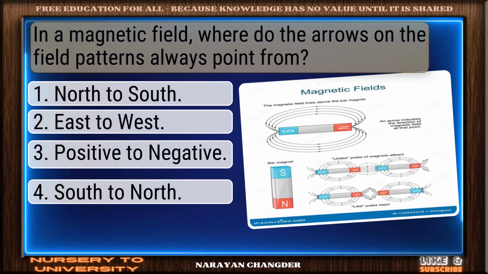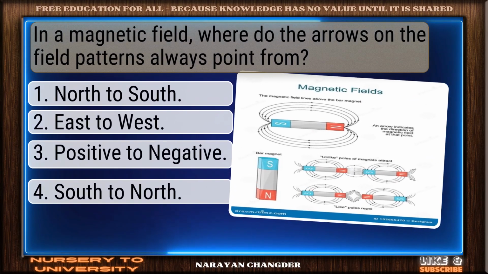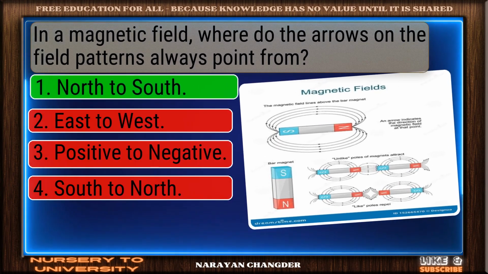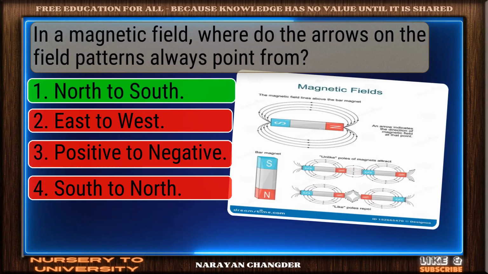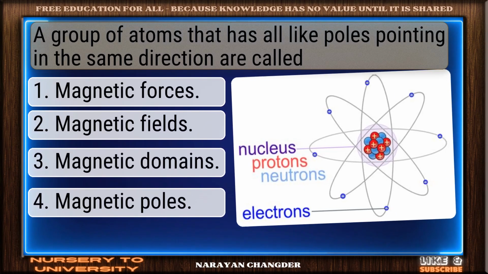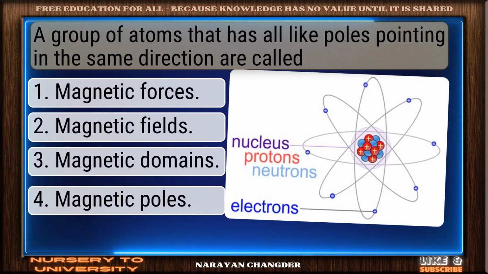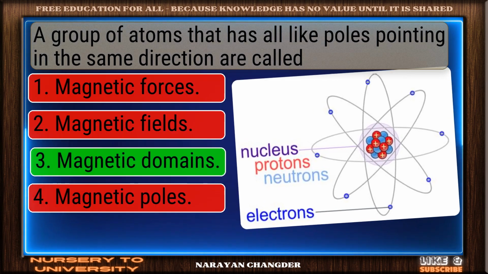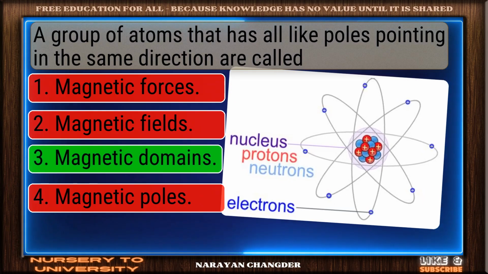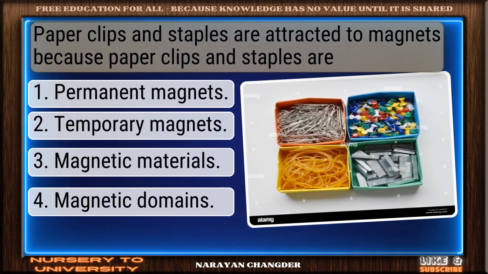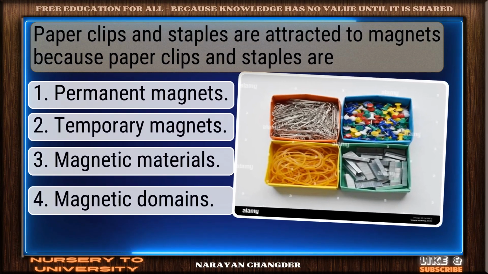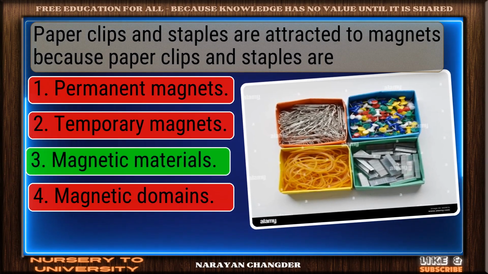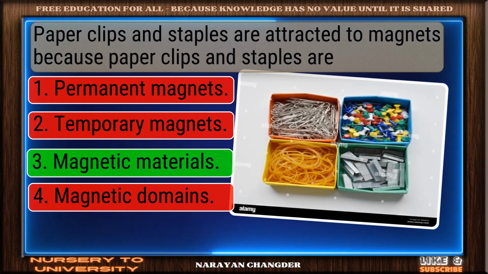In a magnetic field, where do the arrows on the field patterns always point from? Solid response. North to south is a valid choice. A group of atoms that has all like poles pointing in the same direction are called. Nice work. You chose magnetic domains and it is correct. Paper clips and staples are attracted to magnets because paper clips and staples are. Nicely done. Magnetic materials is a solid answer.